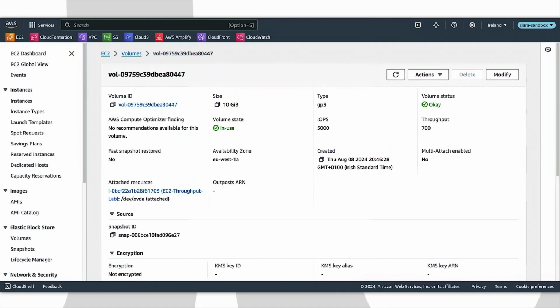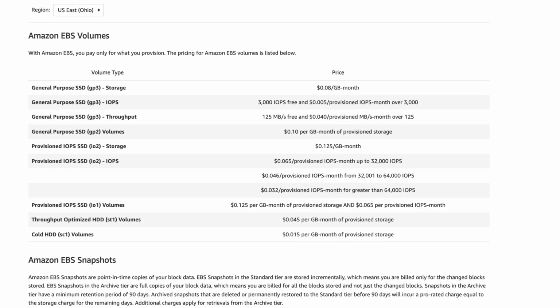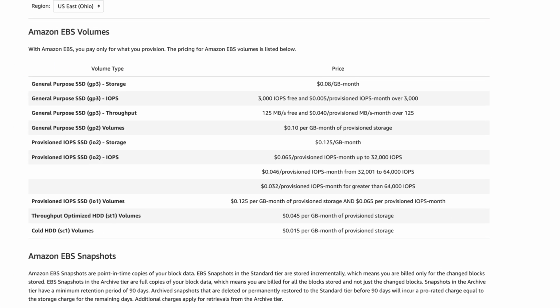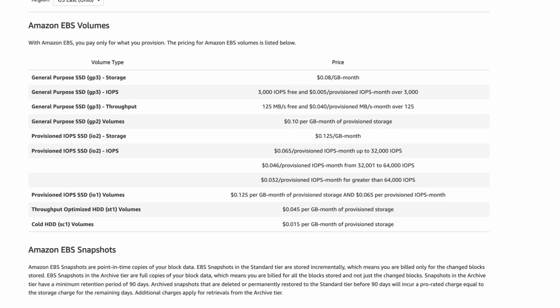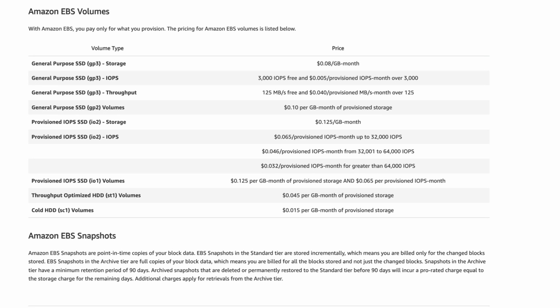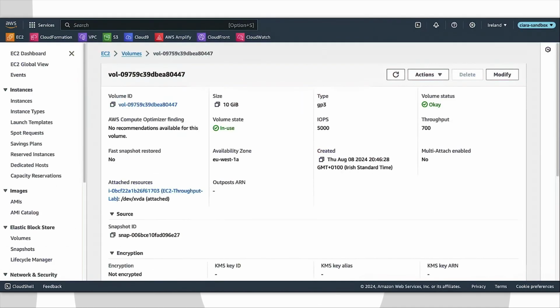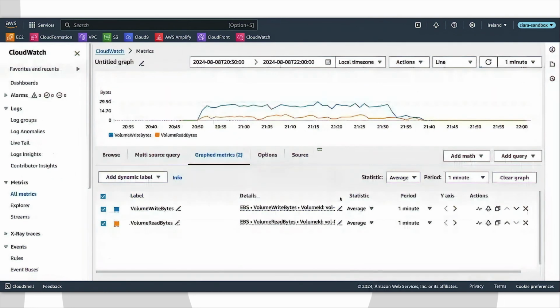And this time I have a GP3 volume that's 10 gigabytes in size, and I've provisioned it with 5,000 IOPS and 700 megabytes of throughput. So this is above its standard 3,000 IOPS and 125 megabytes per second that come with the volume that you don't pay for. It's included in the price of the GP3 volume. For the additional IOPS and the additional throughput, I will pay extra, and that's documented in the EBS pricing page. So let's go to CloudWatch and have a look at the workload that was running on this volume.